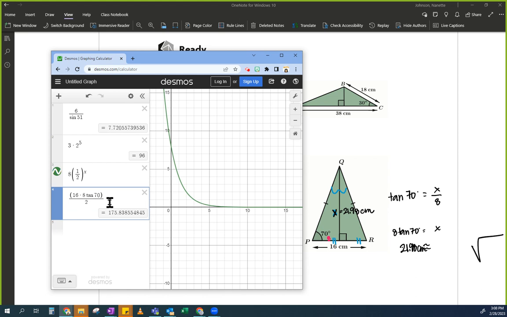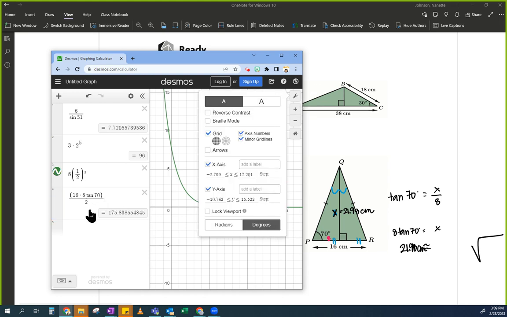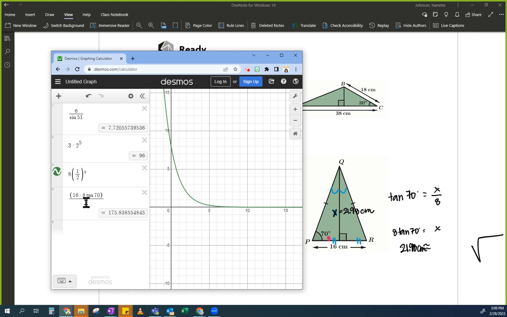Wait, what did I do wrong? I did something wrong. 8 tan 70. Base. What did I do wrong? Did I hit something wrong? I did something wrong, you guys. 8 tan 70 is equal to x. Base times height. No, I did it right. I don't know why I was confused, but yes, this is right.